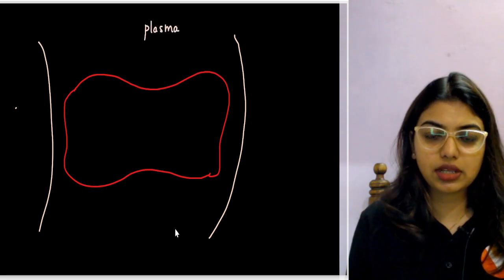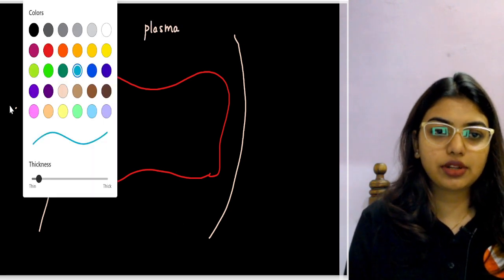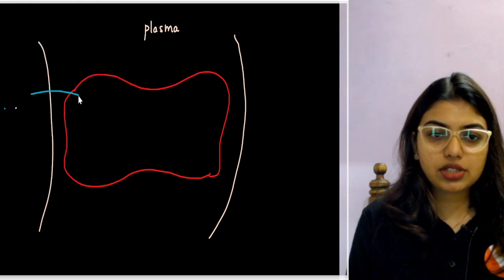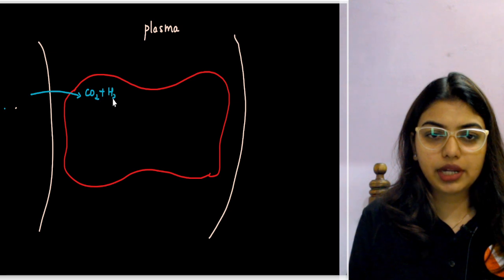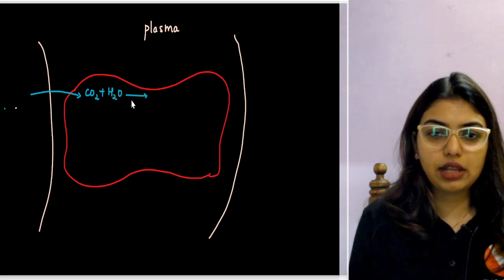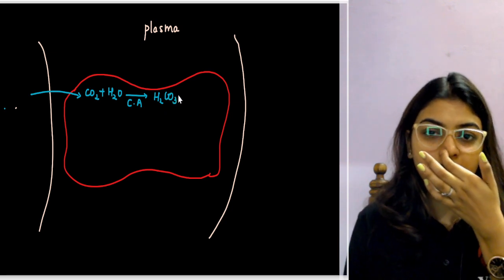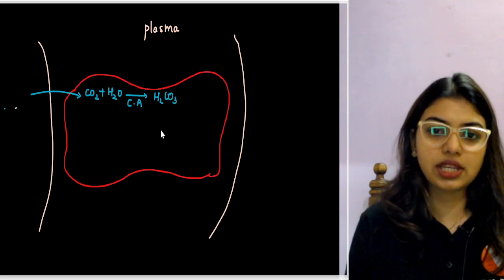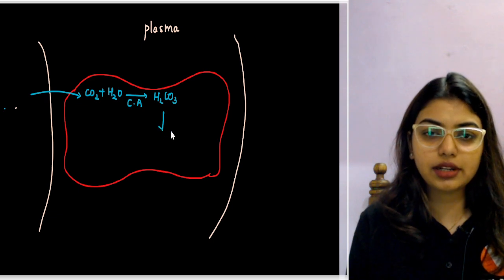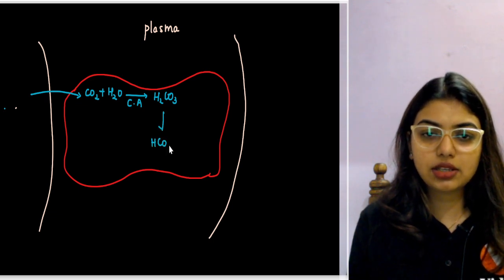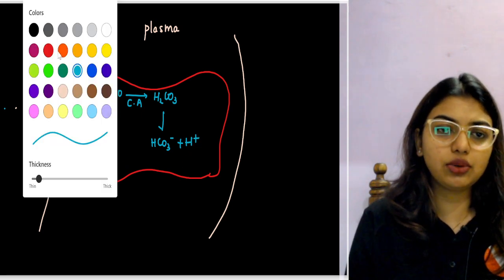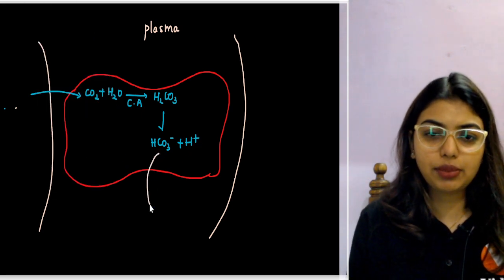Here also plasma. Now inside the RBC, what they told is going to happen: the carbon dioxide is going to enter into the RBC, bind with water with the help of CA, that is carbonic anhydrase, and form H2CO3. Yes or no? H2CO3. Now this H2CO3 will dissociate again with the help of carbonic anhydrase to form HCO3 minus plus H plus. Now this HCO3, students, is going to go into the plasma.